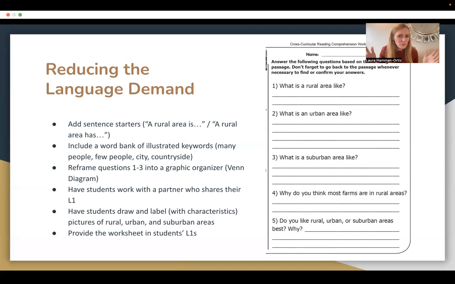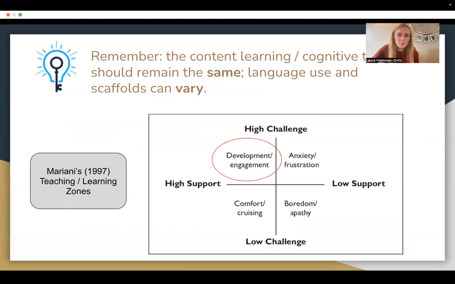All right, so those are just some ideas to get you thinking about ways that you can both give students multiple ways to show what they know, and also reduce the language demand so that they can more easily access some of these different tasks that they're engaging with at school. And so I want to close with this reminder of something we've talked about at the very beginning of the course, which is that the content learning and cognitive tasks should still remain the same when we're differentiating, but the language used and the scaffolds can vary.